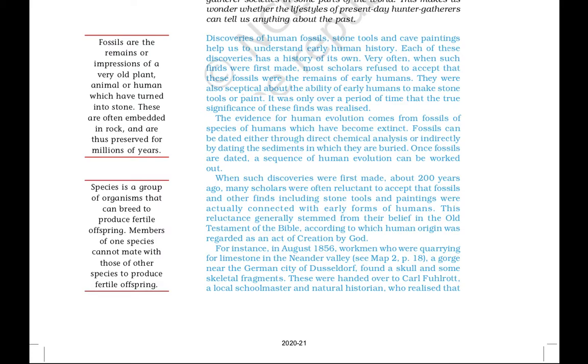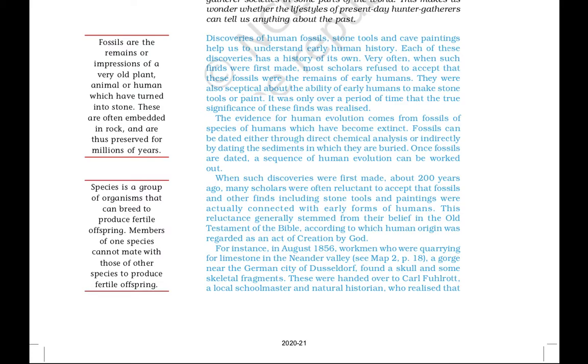Discoveries of human fossils, stone tools, and cave paintings help us to understand early human history. Each of these discoveries has a history of its own. Very often, when such finds were first made, most scholars refused to accept that these fossils were the remains of early humans.